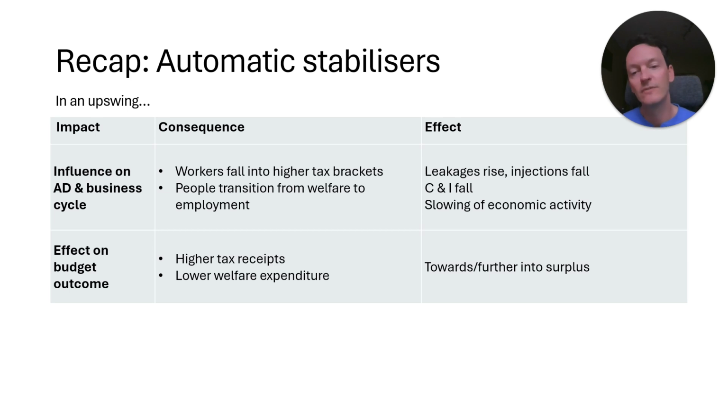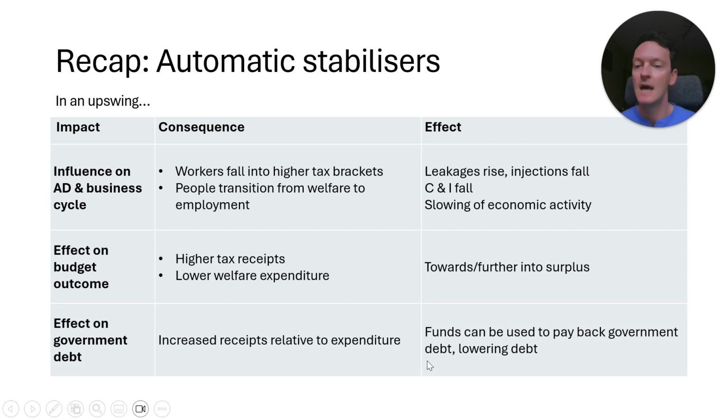tax. As a result of higher tax receipts and lower welfare expenditure, that's going to either, depending on where the economy currently is, move the budget outcome, if it's already in deficit, towards surplus, or if the budget outcome is already in surplus, move it further into surplus. So just be really careful of the language that you're using here. Speak to your teacher or your resources about where the current budget outcome plan is to make sure you're using the right language here. And then the final one here is the effect on government debt.